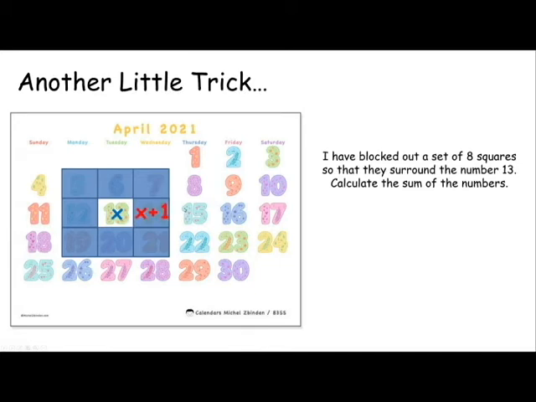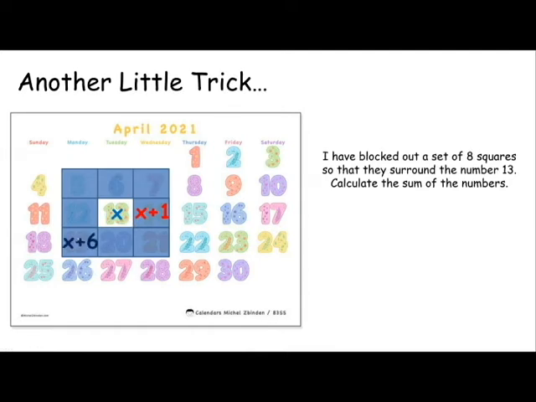How about x plus 1? No matter what number's in the middle, the one immediately to the right is always going to be one bigger. So if 16 was in the middle, 16 plus 1 is 17. If 23 is in the middle, 23 plus 1 is 24, and so on. Can you predict what the 19 is?